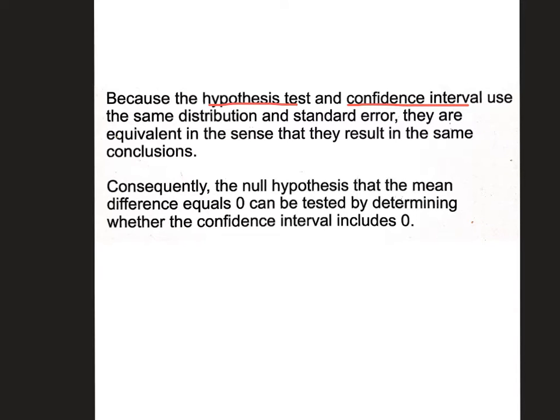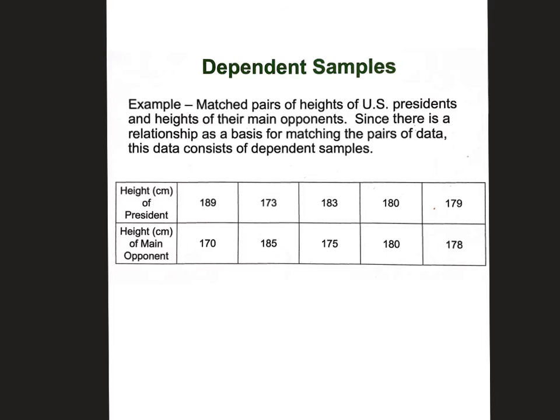Consequently, the null hypothesis that the mean difference equals 0, that's going to be our null all the time during this section. It can be tested by determining whether the confidence interval includes 0. So this is going to be our H0. Our null hypothesis is always going to be the mean of the differences, mu d, is always equal to 0, which means there is no difference in the matched pairs. That's going to be our null. And then we're usually going to have a claim whether or not the mean difference is bigger or smaller than 0.